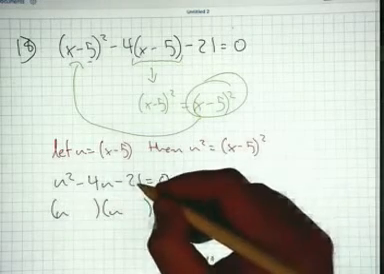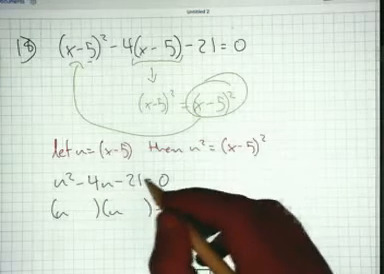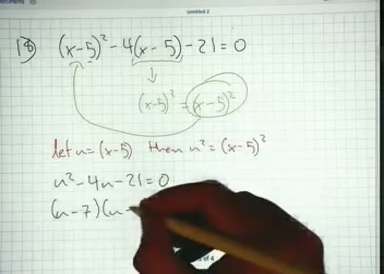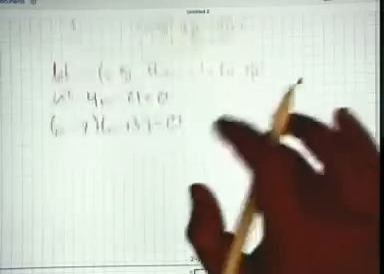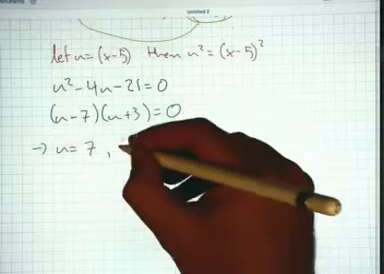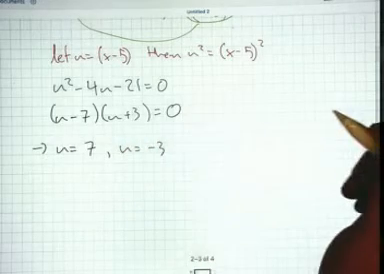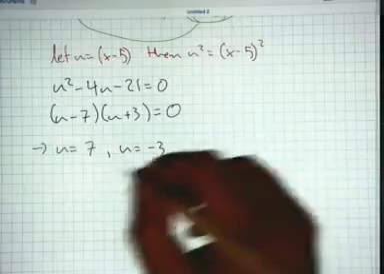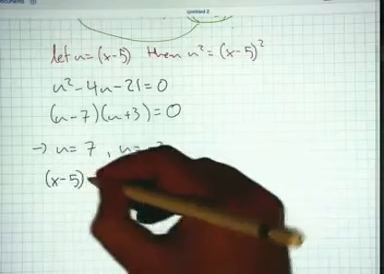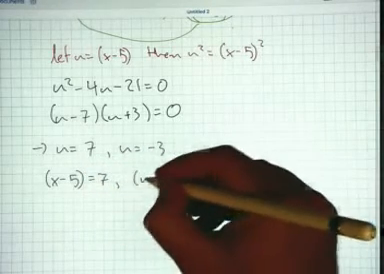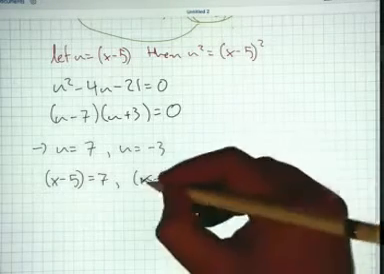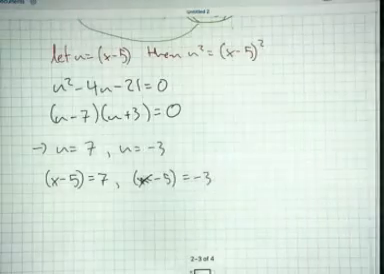So factors of 21 that make a negative 4, factors of negative 21 that make negative 4. How about a negative 7 and a positive 3? So that means that u is equal to 7, u is equal to negative 3. So what is u? U is x minus 5. Now I have it in terms of x.